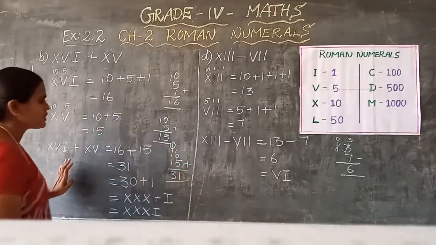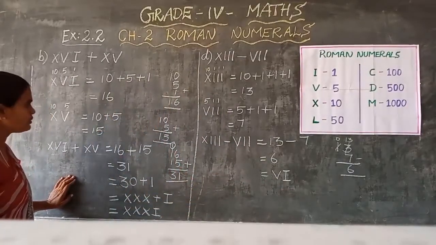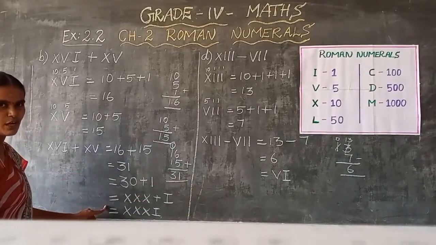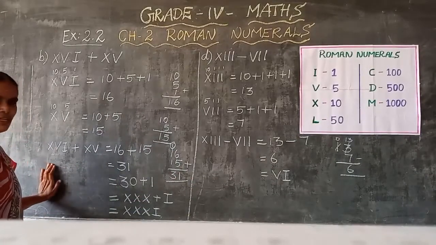Okay. So copy these two sums in your classwork note. Write neatly. Here, write the equals sign straight. Don't write it jigsaw. Okay, so copy in your classwork note.